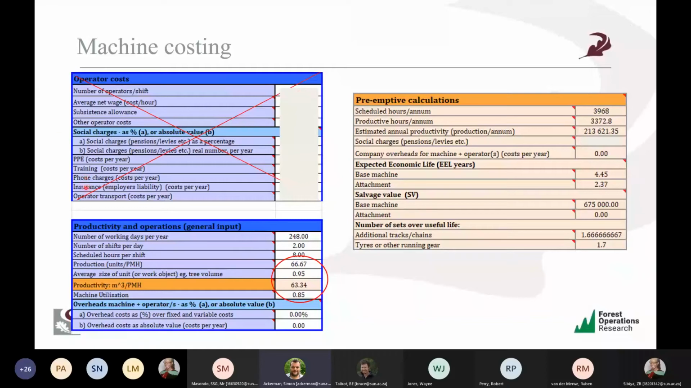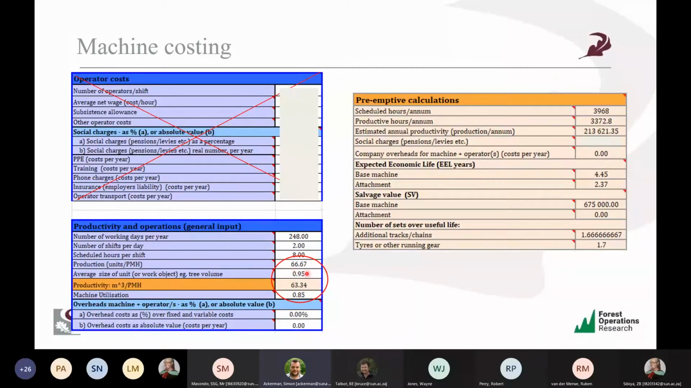The model allows for operator costs, but because there wasn't a particular standard and we'd be using values that may be disputable, we left operator costs out and looked at pure machine cost for this model. In terms of other inputs, our productivity and operations inputs worked on about 248 working days a year, 2 shifts a day, about 8 hours scheduled, excluding all breaks.